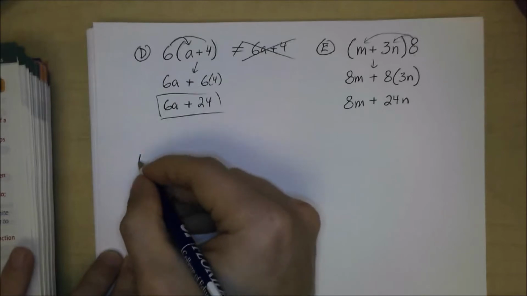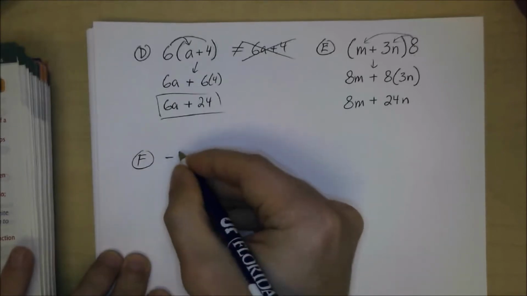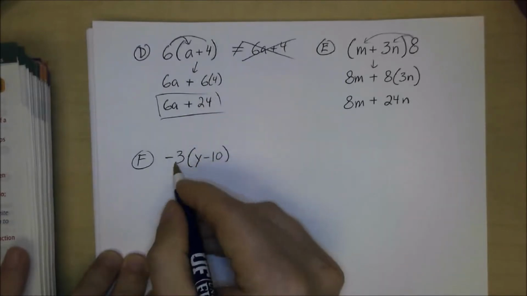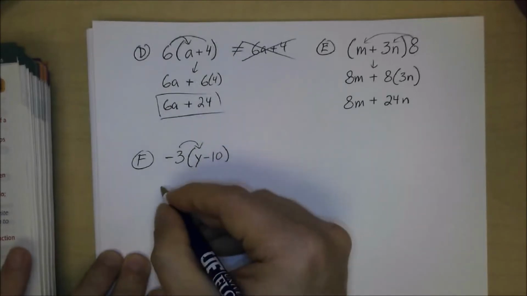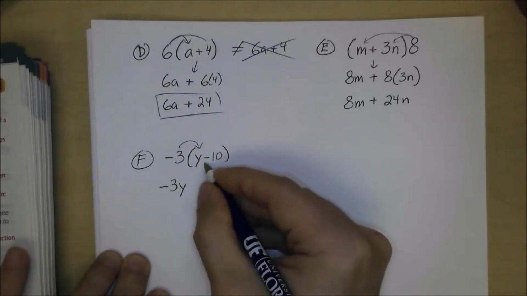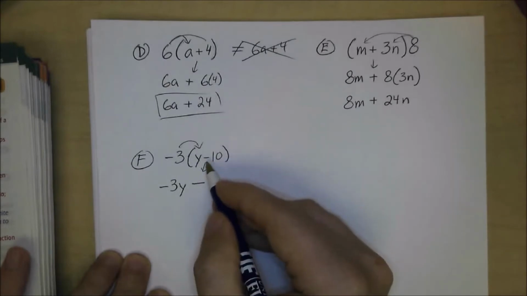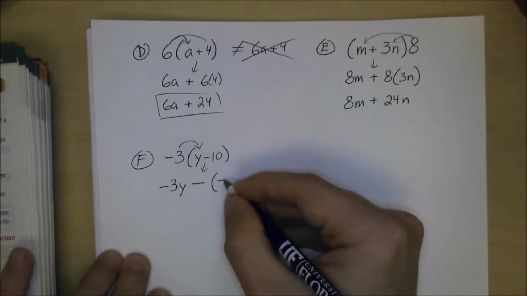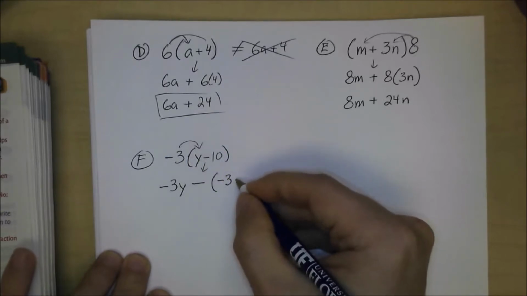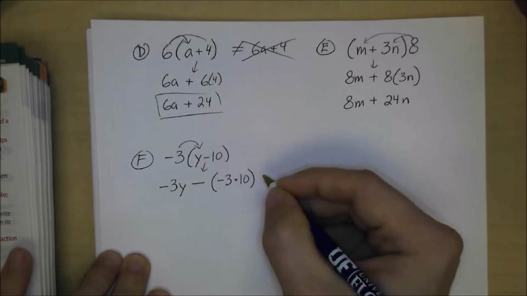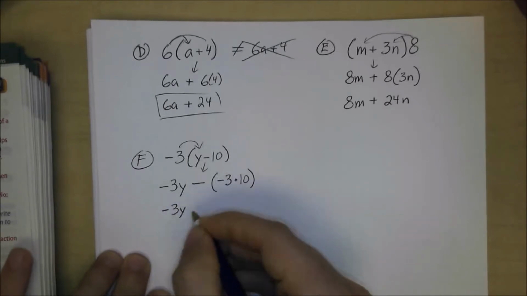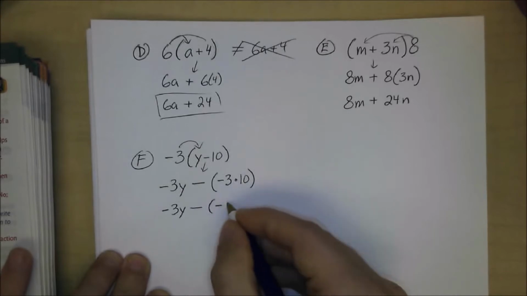Let's take a look at letter F. Negative 3 times the quantity y minus 10. Well, I've got negative 3 times y. It's going to be negative 3y minus, it's not a negative sign, that's a subtraction sign, minus, and I've got negative 3 times 10. So, negative 3 times 10, that's going to be negative 30. So I've got negative 3y minus negative 30.